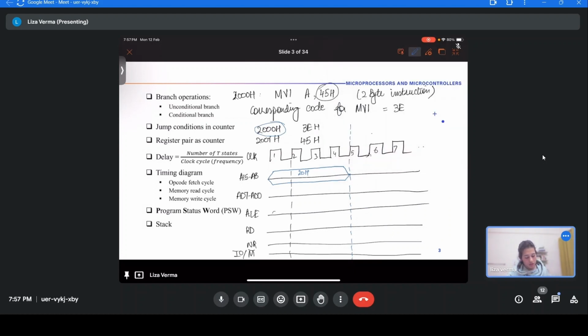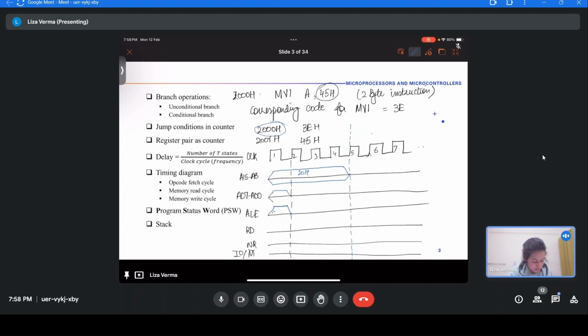Now, what will AD7 to AD0 contain during the first T state? 00. Because that is the lower order address, and first and foremost, any instruction needs a complete address, and that is why AD7 to AD0 will have the lower order address. And how will that be loaded onto the data bus? By using this ALE signal. ALE has to go high so that this lower order address can be loaded onto the bus.